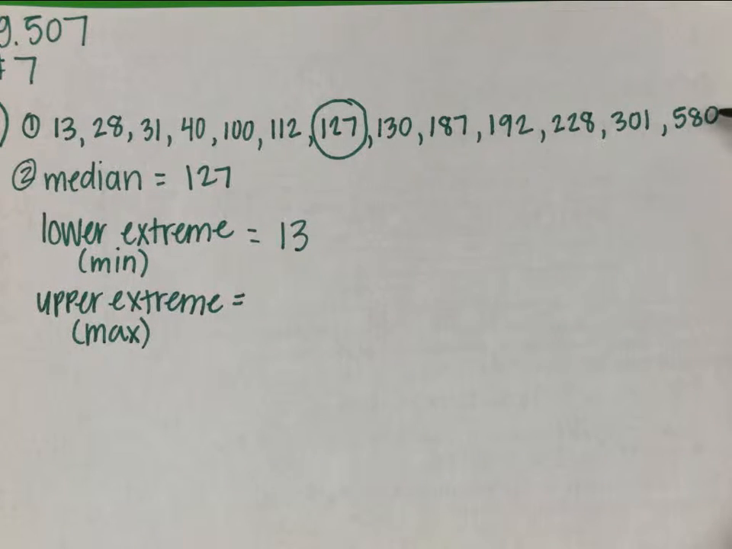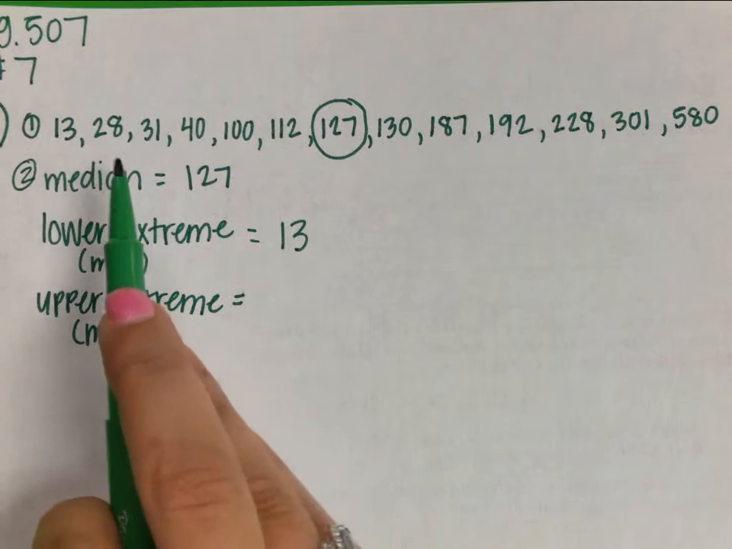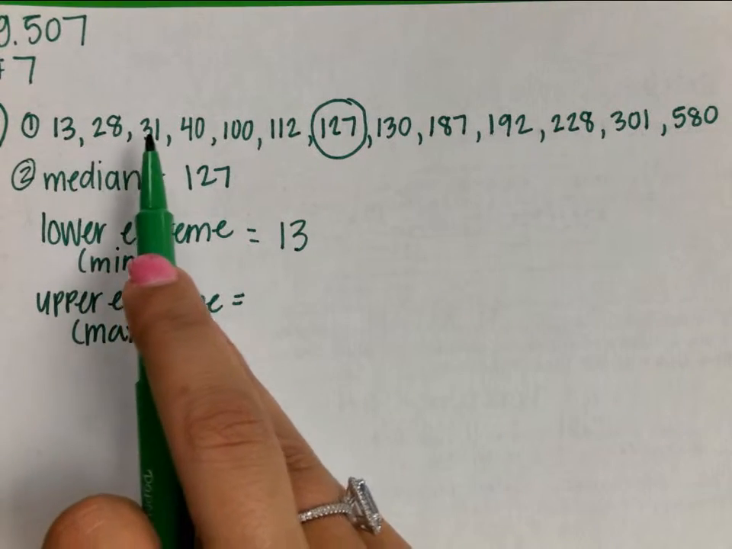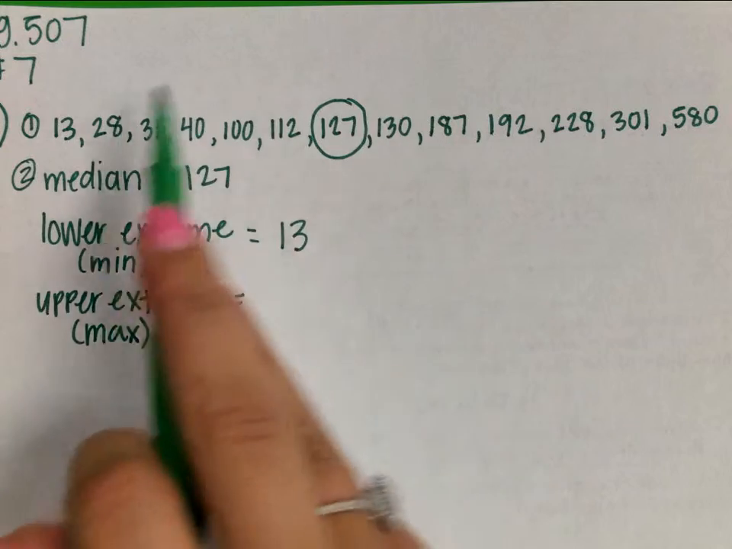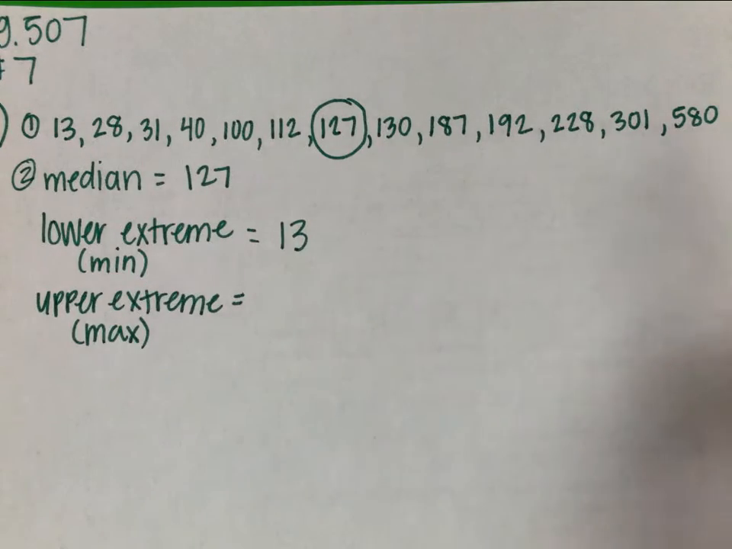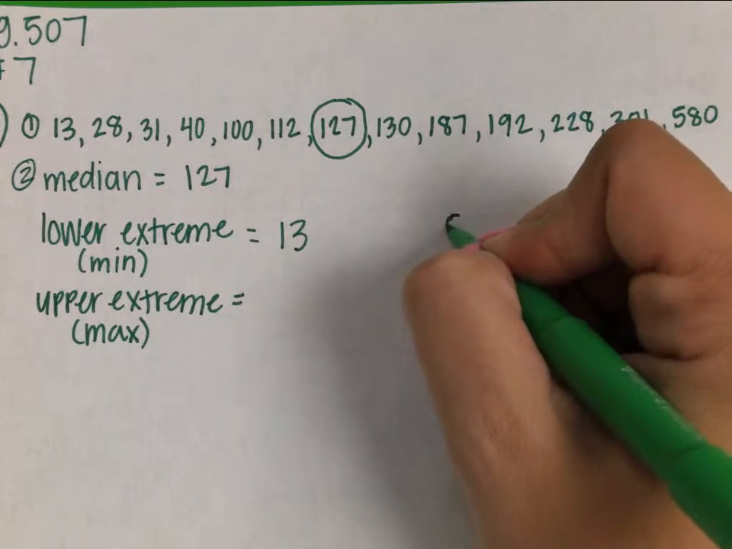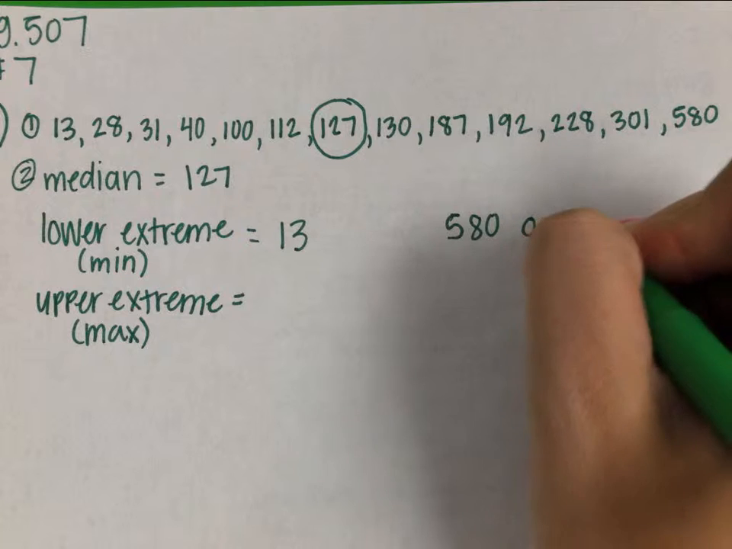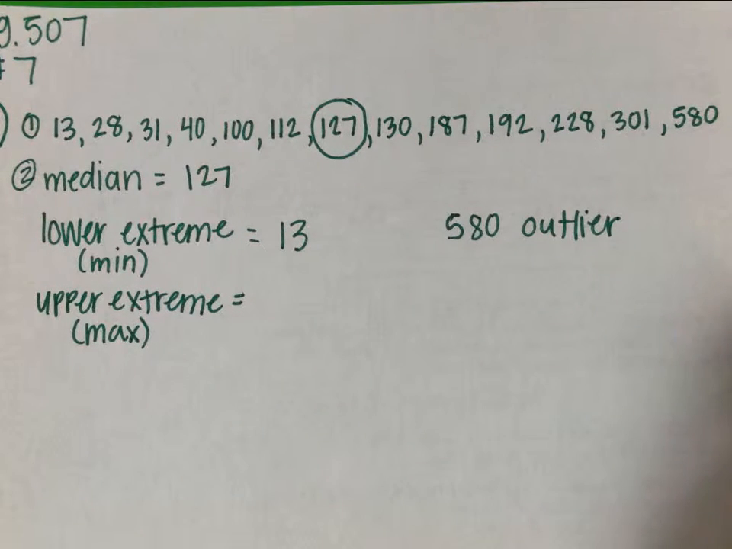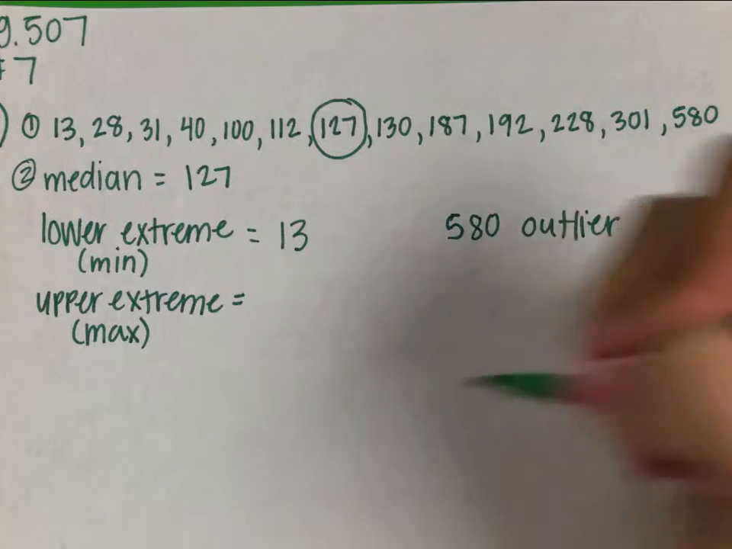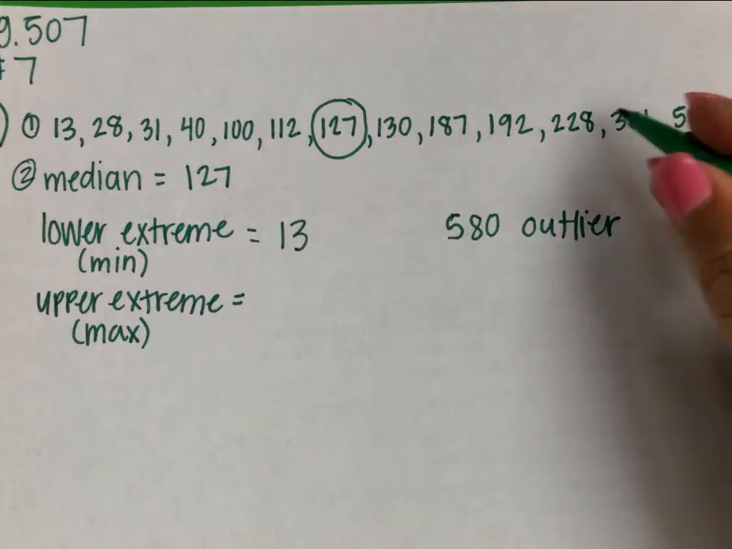So if I look at that max number, I don't really want to use that as my max number because there's a huge jump from 301 to 580. I've got a 280 difference right there. If you look at all my other numbers, I went from 13 to 28 to 31 to 40 to 100 to 112. They're all reasonably close to each other, right? But when I get to 301 and jump up to 580, that's a huge jump. So 580 is actually my outlier. I am not going to say that that is my max because that would skew my data big time. So I'm going to say my upper extreme or my max is at 301.